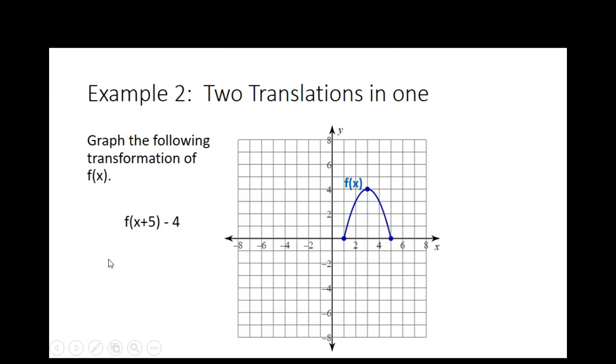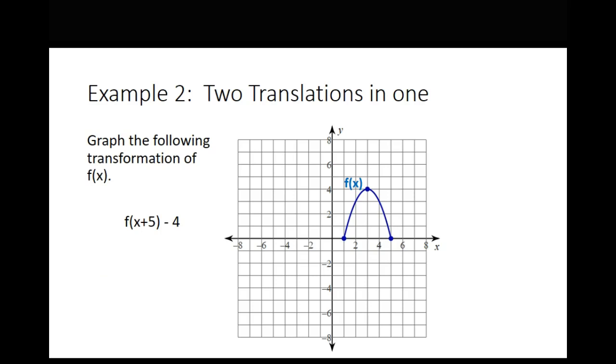There we go. Okay, now we're going to do combinations. You guys ready? So we're going to do combinations of translations here. So in this case, I've got a +5 inside the parentheses. When you have a +5 inside, which way do you go? Left 5 spaces. And when you have a -4 on the outside, which way do you go? Down 4. So now we're going to do 2 moves. We're going to go left 5 and down 4.